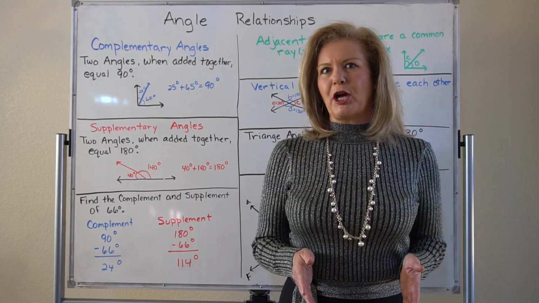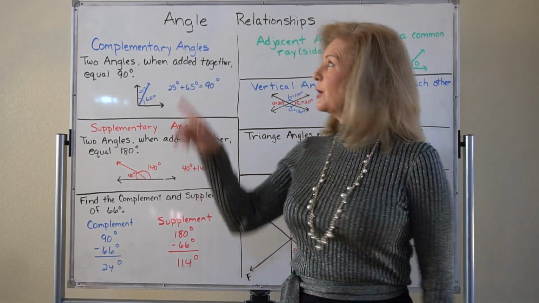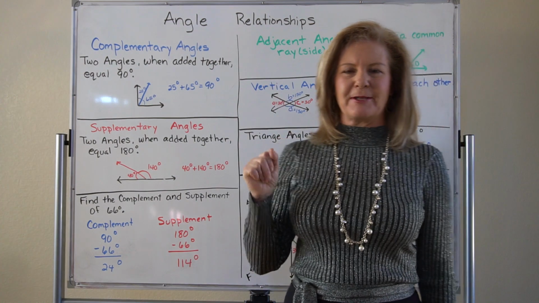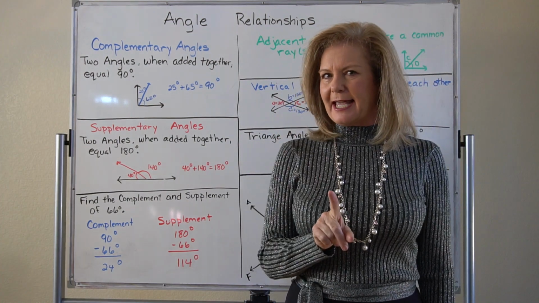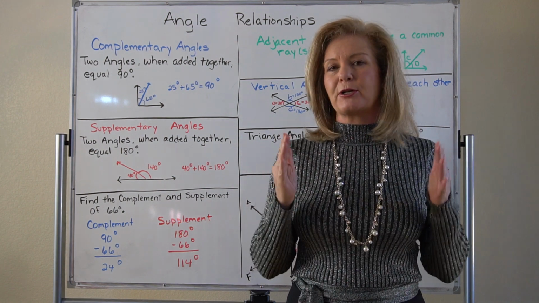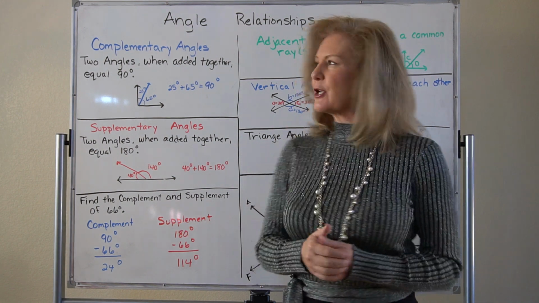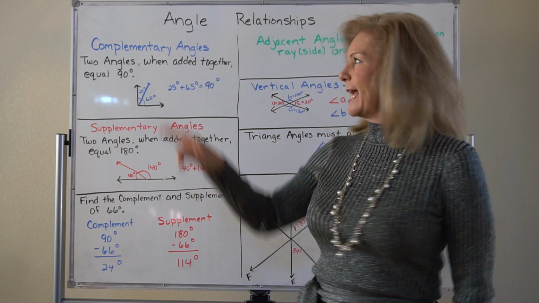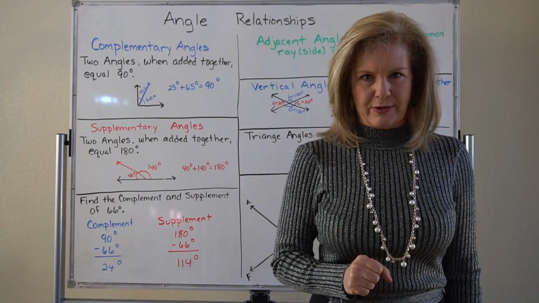We are working with geometry today, and specifically, we are going to look at angle relationships. And if we understand these angle relationships, we do not need to use a protractor in order to measure unknown angles. So the first relationship we're going to look at is something called complementary angles.